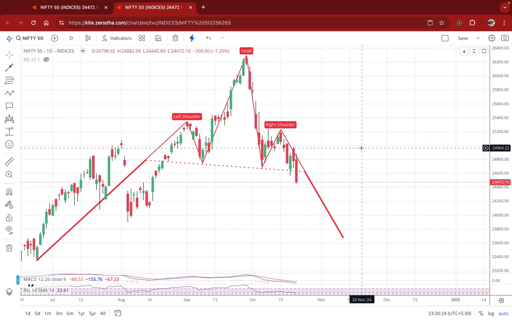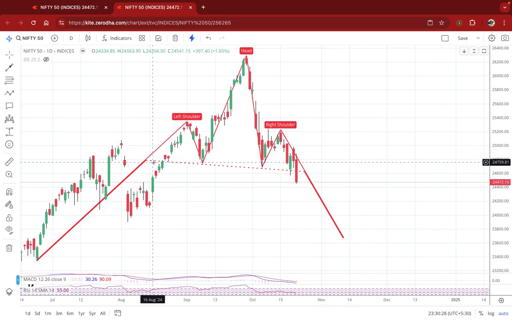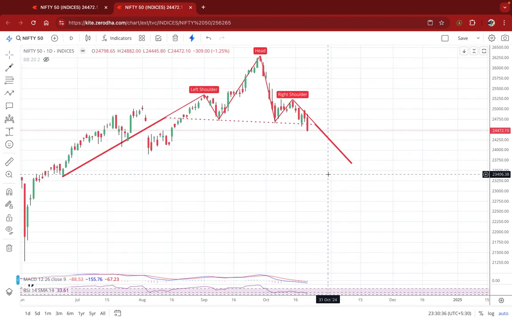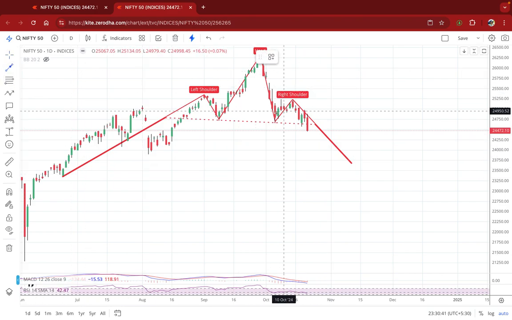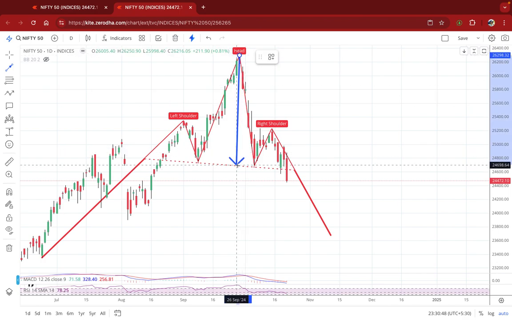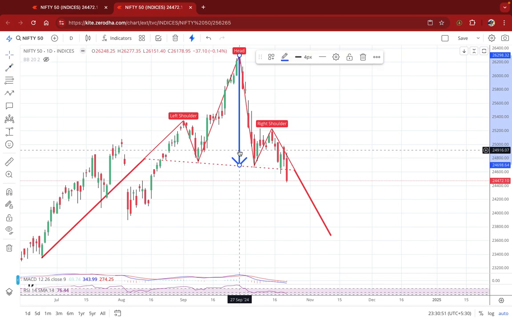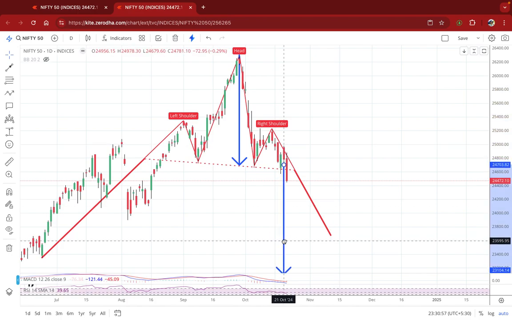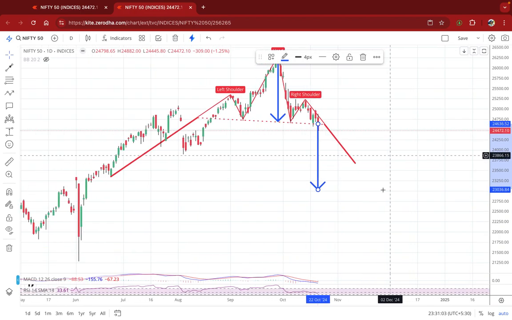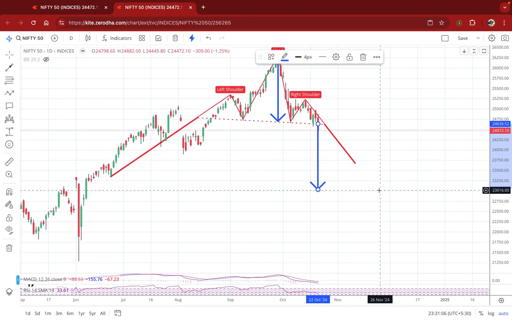Now this dotted line is called a neckline, and the significance of the pattern is that after this neckline is breached, we have some indication of the target to which the Nifty can fall. For doing that, I'll just take the arrow symbol from here, bring it to the neckline, copy and paste, pick up the second symbol and keep it where the neckline was breached. So what we get here is the target level till where the Nifty can fall.